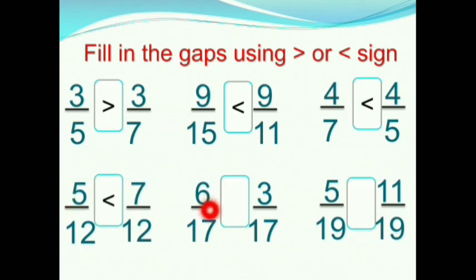Next we have 6 by 17 and 3 by 17. Here denominators are same. So we will consider the numerators. They are 6 and 3. 6 is greater than 3. Therefore 6 by 17 is greater than 3 by 17. Next we have 5 by 19 and 11 by 19. Here denominators are same. So we will consider the numerators. They are 5 and 11. 11 is greater than 5. Therefore 11 by 19 is greater than 5 by 19.